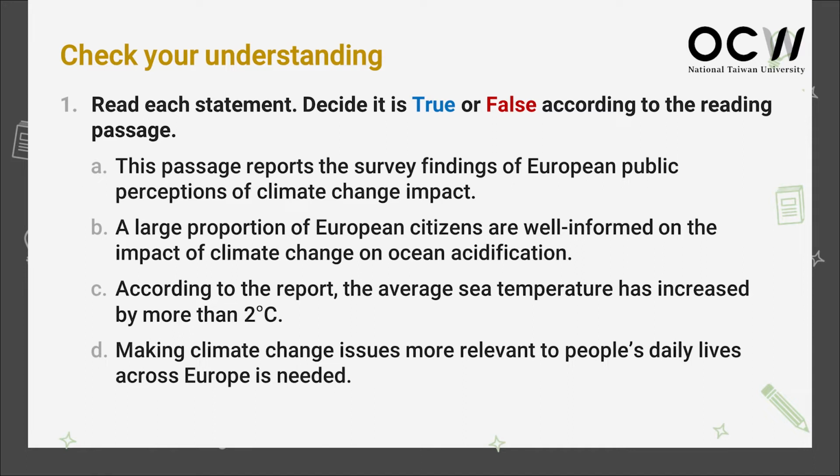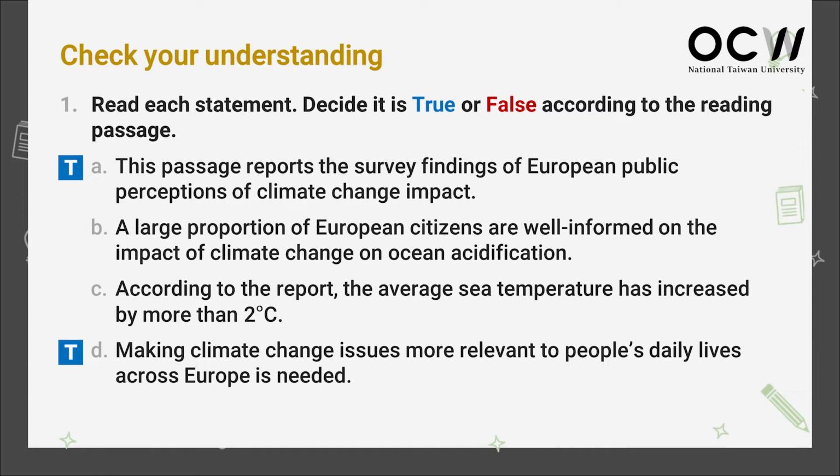This passage reports the survey finding of European public perception of climate change impact. B. A large portion of European citizens are well informed on the impact of climate change on ocean acidification. C. According to the report, the average sea temperature has increased by more than 2 degrees Celsius. D. Making climate change issues more relevant to people's daily life across Europe is needed. Are these true or false?